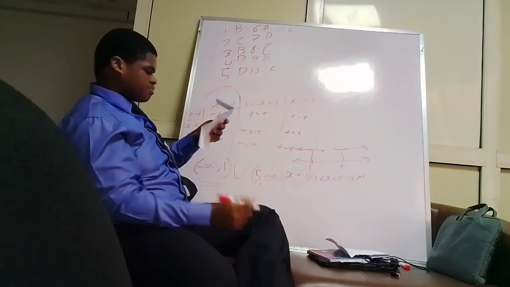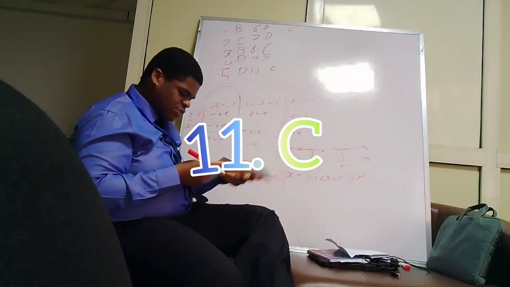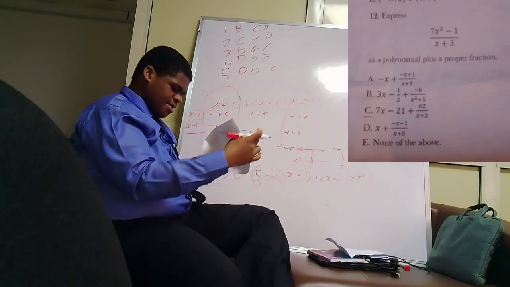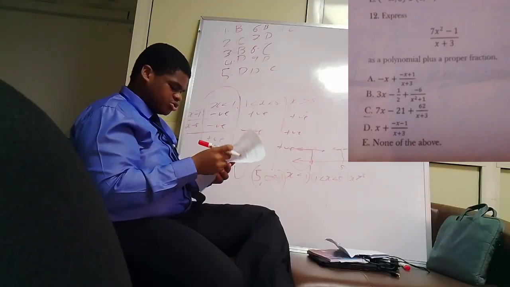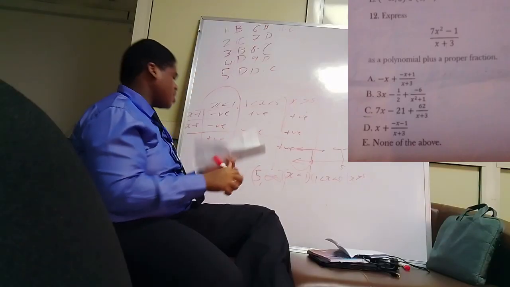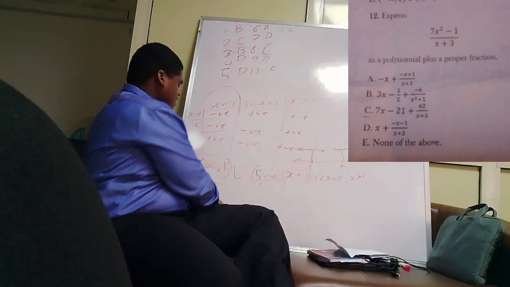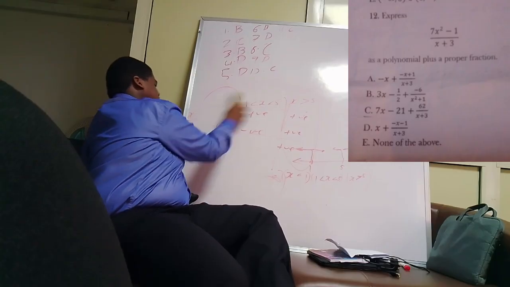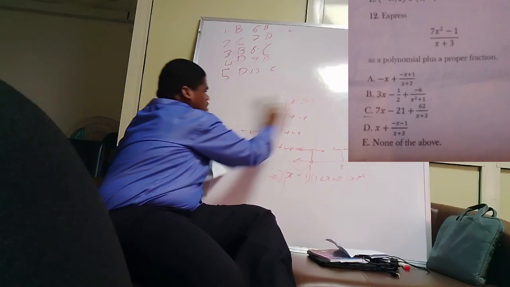Option C. Okay, the next question says we should express (7x squared minus 1) divided by (x plus 3) as a polynomial plus a proper fraction. Now this question is very much similar to the other question that we had here. I think question 4.